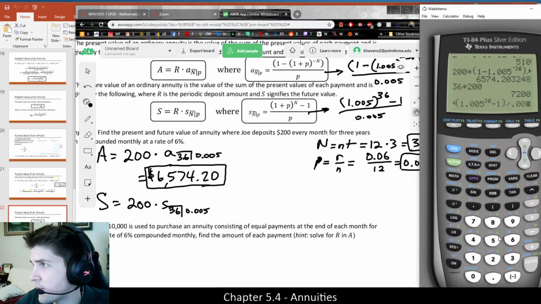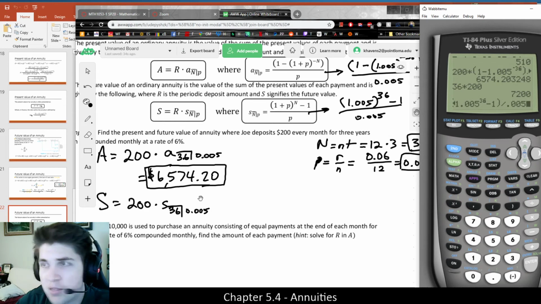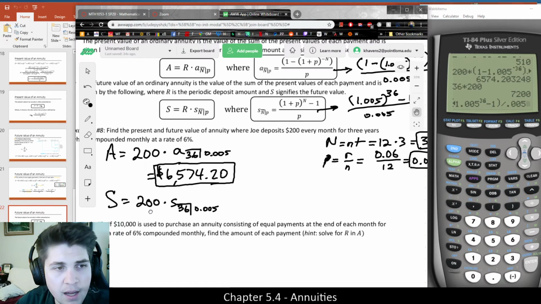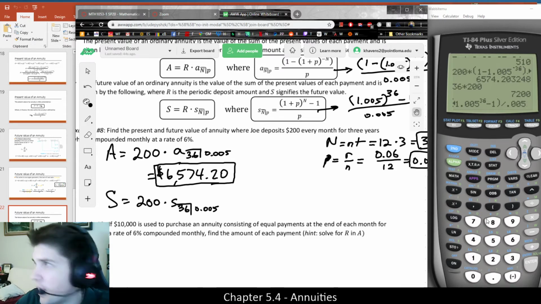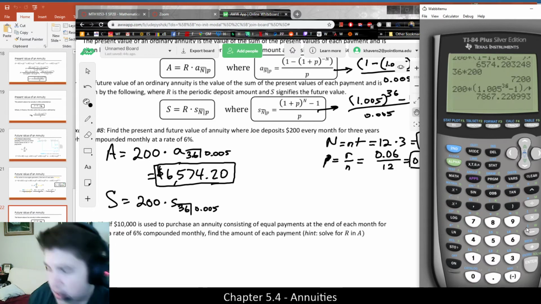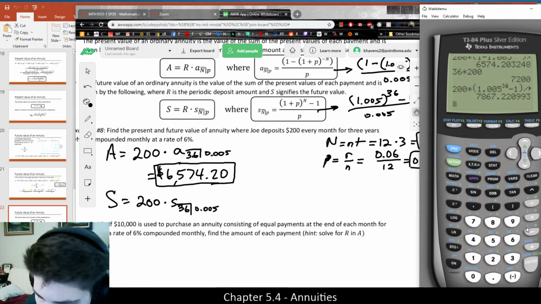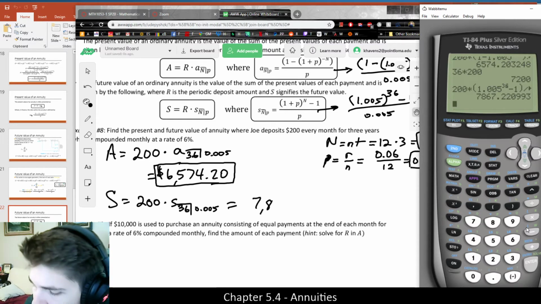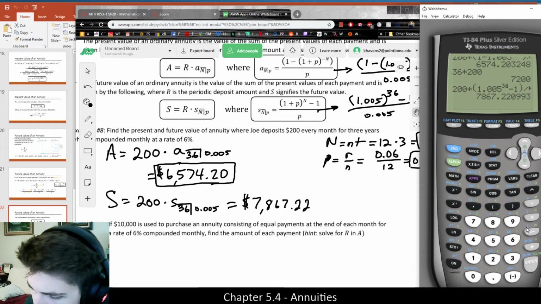and then divided by 0.005. So if you're losing track of what I'm doing, I'm just evaluating this capital S, which is the future value of the annuity, by typing in 200 times that, which is just given by this formula, plugging in 36 and 0.005, and that amounts to $7,867.22 for the future value.